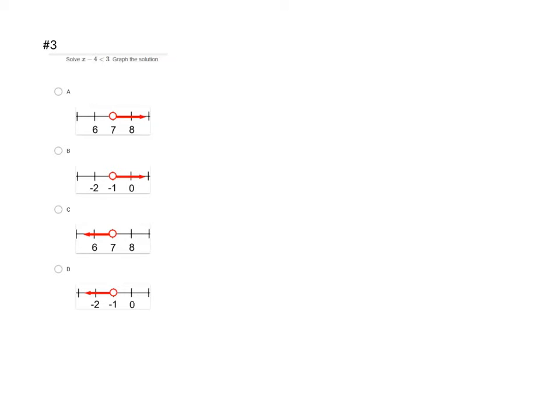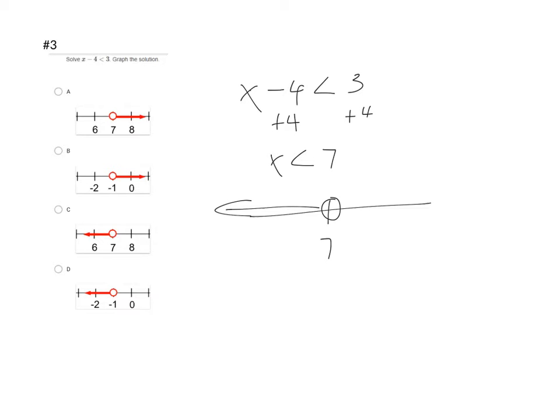Question number 3. x minus 4 less than 3. We would add 4 to both sides. That would give us x is less than 7. So on a number line, we'd have our 7. We'd have an open circle headed to the left. So it looks like that is C.